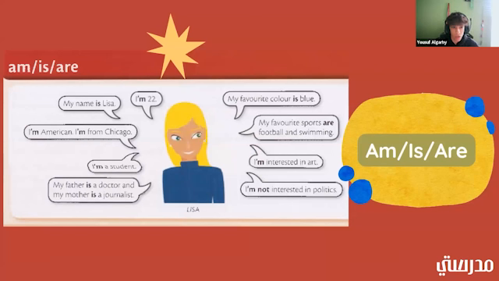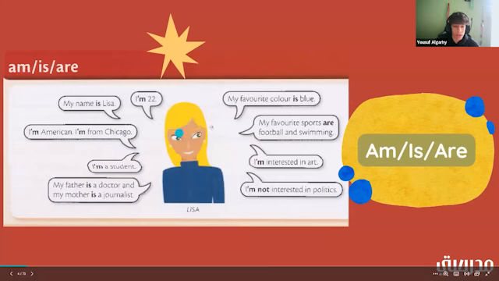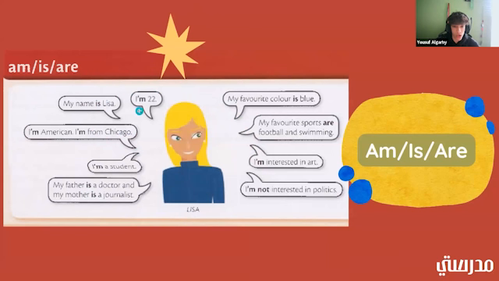So here we have a woman. Her name is Lisa. This is a bunch of facts about Lisa, and each of these sentences uses either am, is, or are. And sometimes they use it more than once.